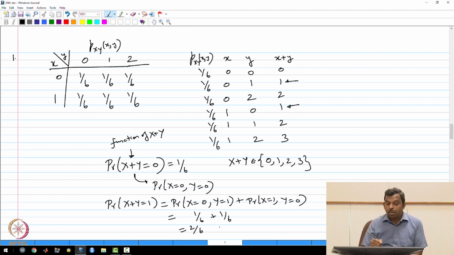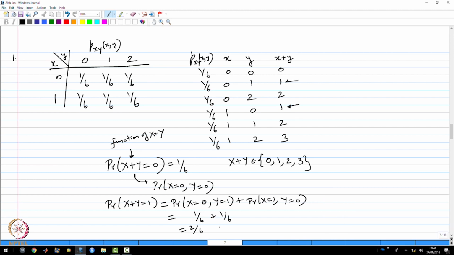Okay, so that's the probability for x plus y is 1. Now you can keep continuing. Supposing you say, I'm interested in x plus y is 2. Again, from the table, you can quickly see that there are two possibilities here, so you'll get 2 by 6. And you want to look at the probability that x plus y is 3. This is one possibility, so 1 by 6.